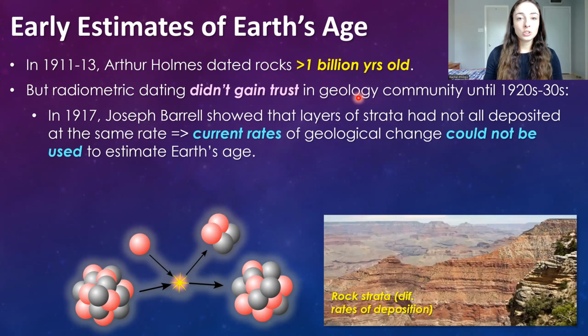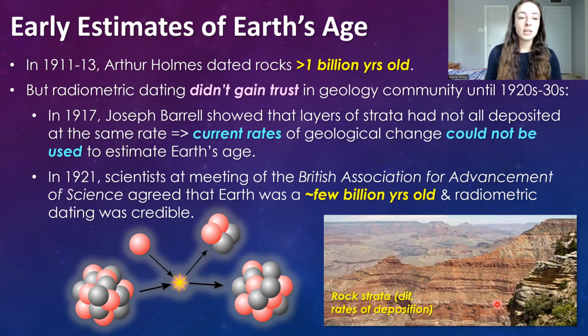One reason that it started to gain trust was Joseph Barrell's research showing that strata, or layers of rock, had not deposited all at the same rate, and so we really couldn't trust the rate of geologic processes to estimate Earth's age. We had to do it some other way, and so his research pushed geologists in the direction of radiometric dating. And then in 1921, scientists at the British Association for the Advancement of Science agreed that the Earth was around a few billion years old.